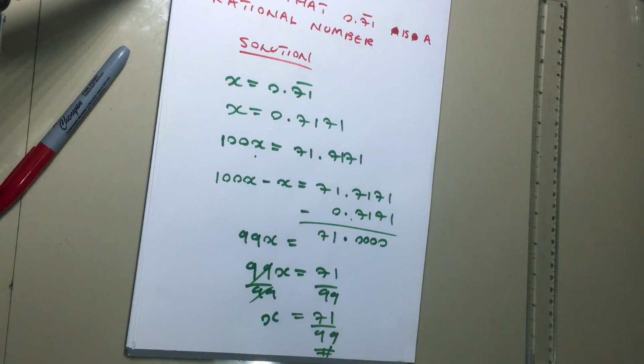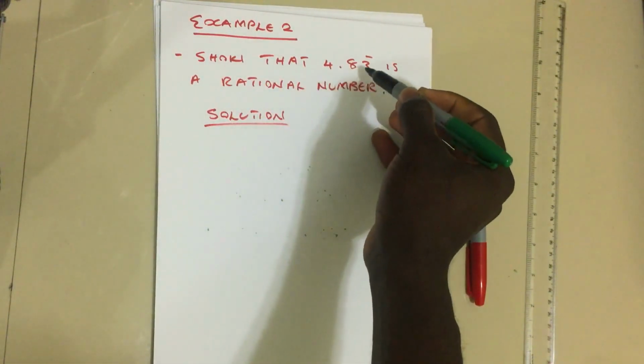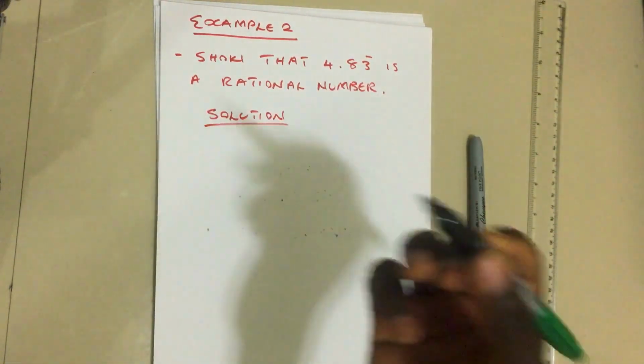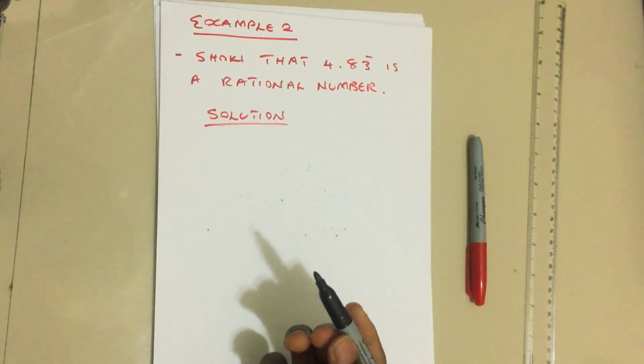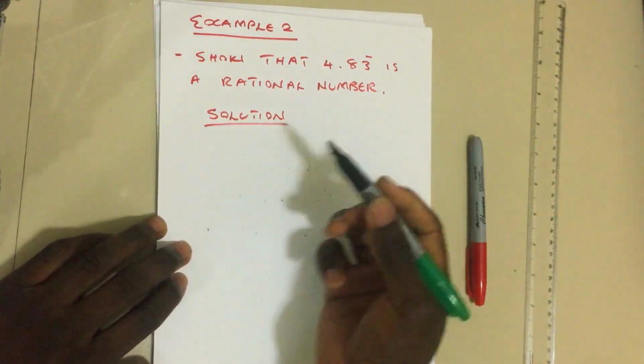We can move on to the next one. Our second example says: show that 4.83 with the bar on top is a rational number. We're going to do this the same way we did the previous one, although a few things are going to be different here, as you'll see as we move further.